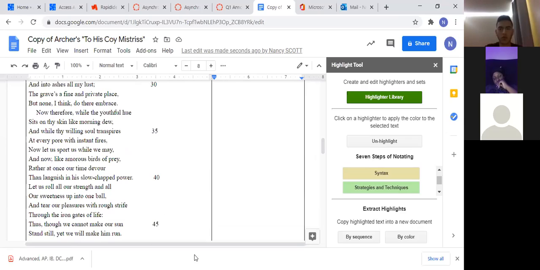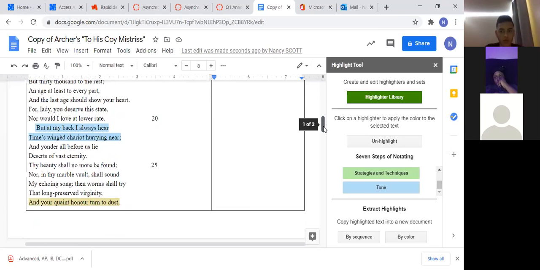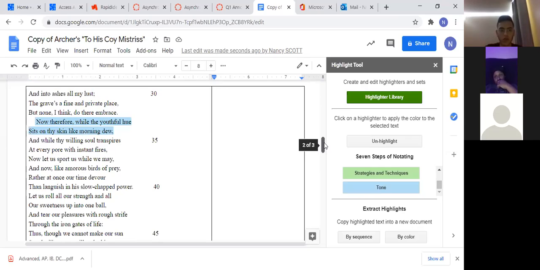And in the next stanza, there is a bit of a tone shift here. Now, therefore, while the youthful hue sits on thy skin like morning dew. Okay, come on. And I would definitely mark that tone shift. There's a lot more, guys. I'm just doing the basic things here for you so that you can see. And then when you start to put your paper together, these are the things that you're going to want to talk about.